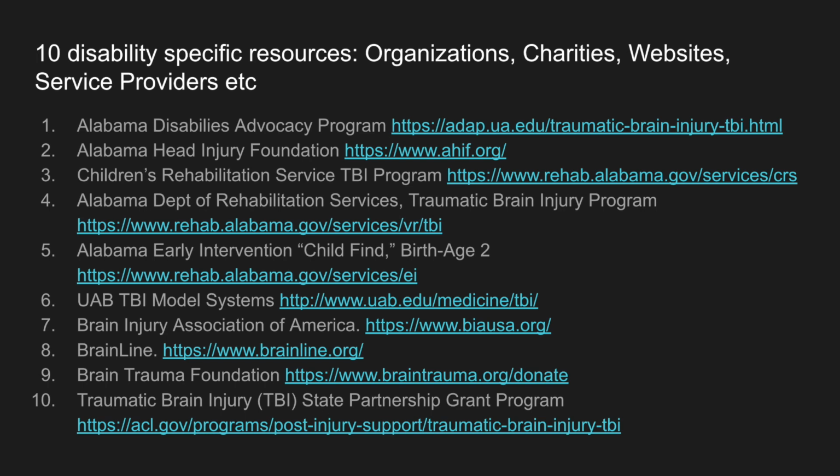Early intervention helps with school. The model systems is really what helps. At UAB it is more on the assessment side and the neurological side of the brain, I guess I should say. And yeah, that TBI state partnership grant program, that is a great source and alternative.